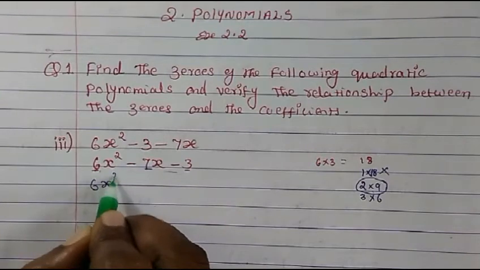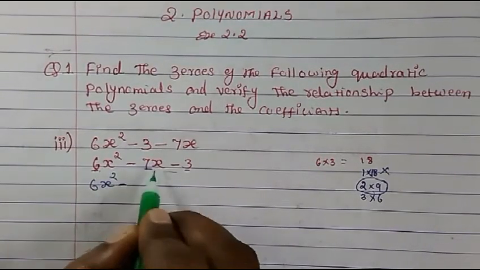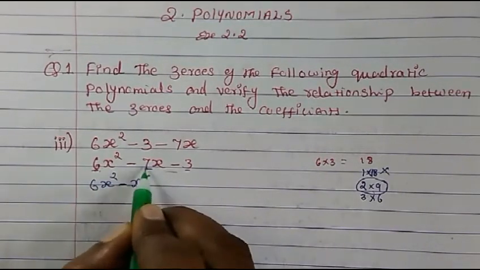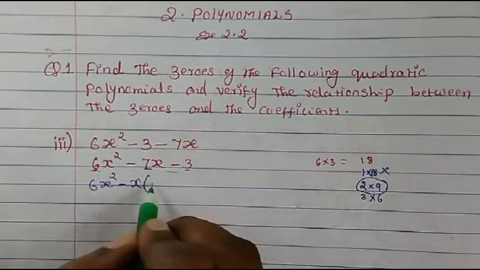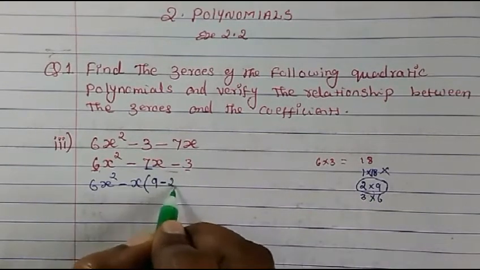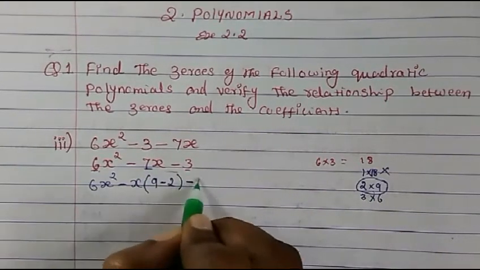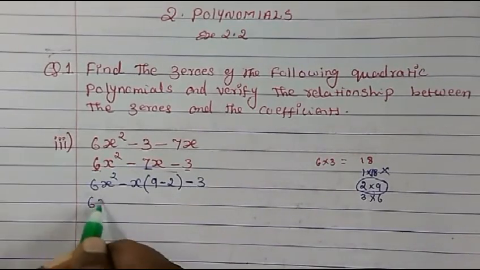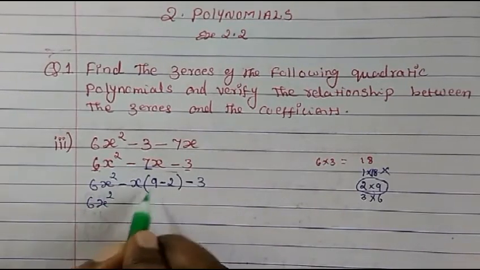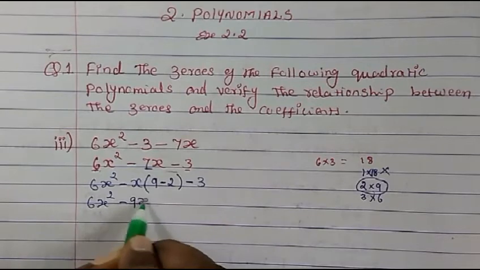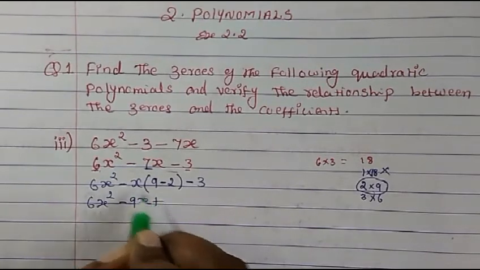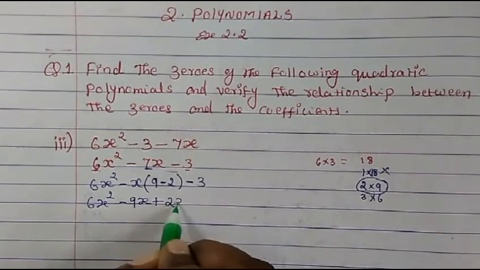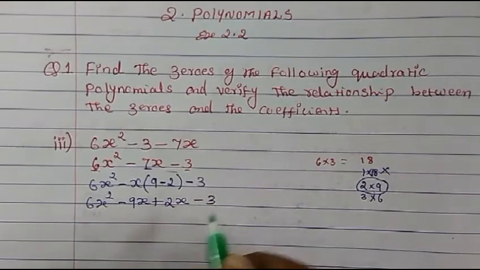So 6x square, minus, we write as it is. This x we write as it is. Instead of 7, we'll write this pair, that is from 9, if you subtract 2, we will get 7. Then minus 3. So now 6x square minus x into 9 will give us 9x, minus into minus is plus, then x into 2 will give us 2x, then minus 3.